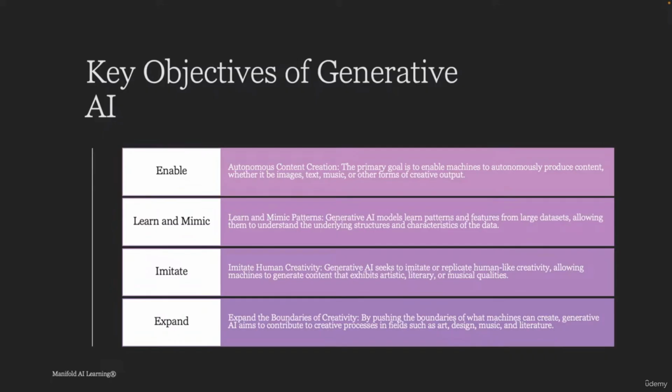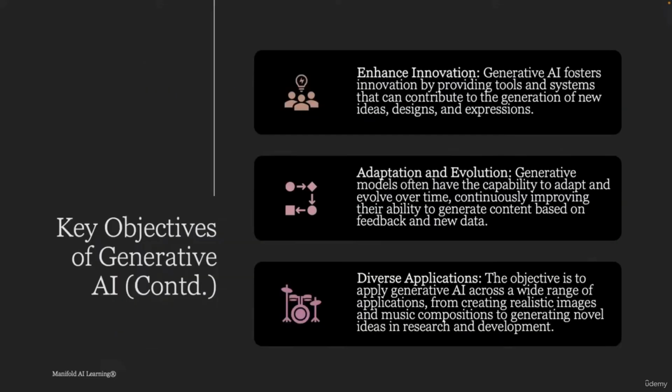Imitate the human creativity. This generative AI seeks to imitate or replicate the human-like creativity, and this would allow the machines to generate the content that would exhibit the artistic, literary, or even the music qualities as well. And also expand the boundaries of creativity by pushing the boundaries of what machines can create. These generative AIs would contribute to the creative process in fields such as art, design, music, literature, and a number of fields. Another key objective that I can highlight is enhancing the innovation.